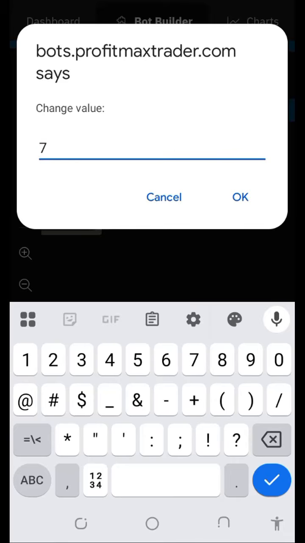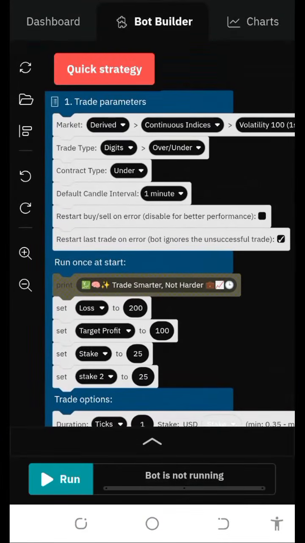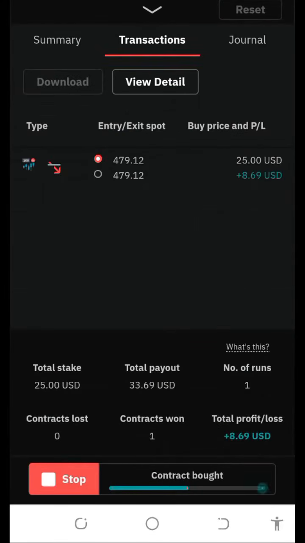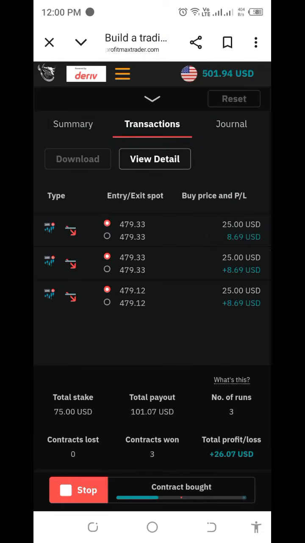Adjust for under 7, and then we run our bot. Okay, so we've entered for under 7, and you can see we've gotten 2 straight wins already, so we are good. We are trading under 7 here now, and that is why you have to do analysis.